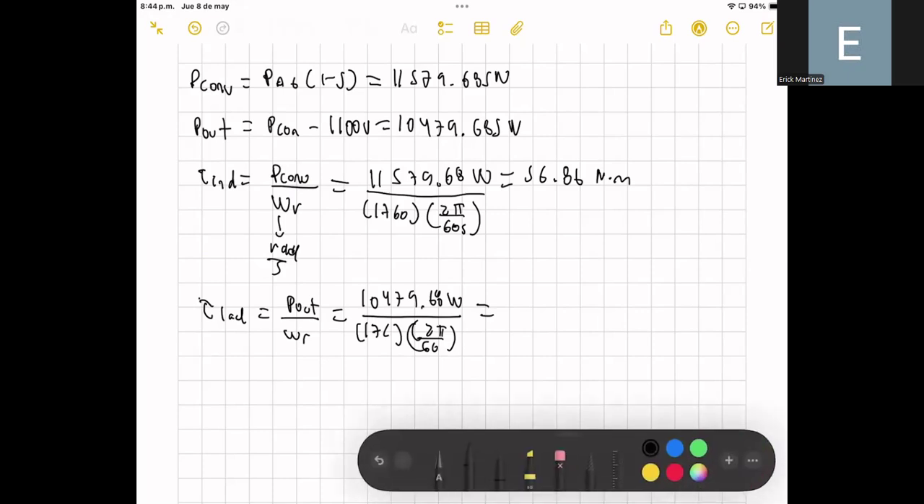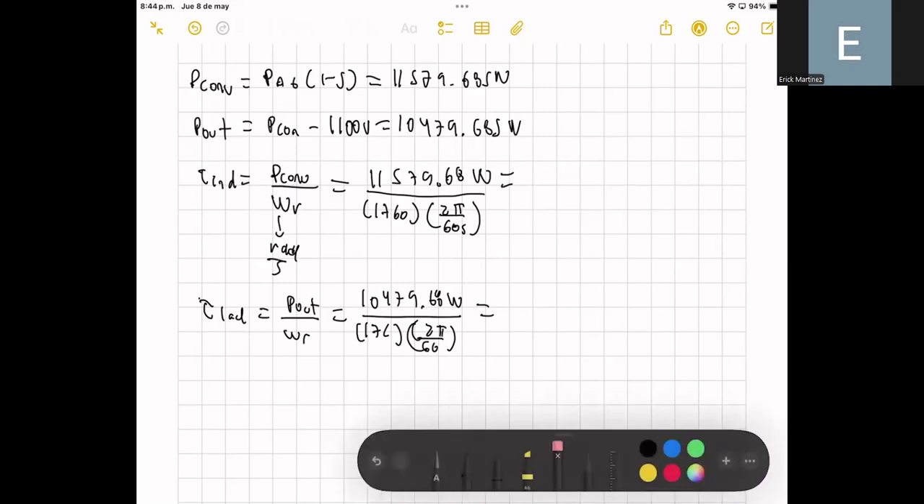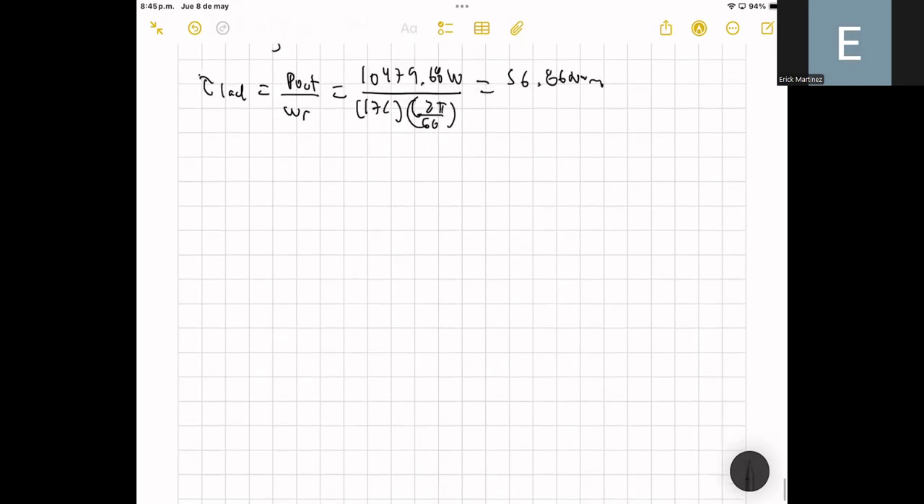Sorry, I made an error here. This is not the induced torque. I got confused. The induced torque, if you compute all of this, is equal to 62.8283 newtons times meter. And below we have 56.86 newtons times meter. Okay. And based on this, we can compute the efficiency.